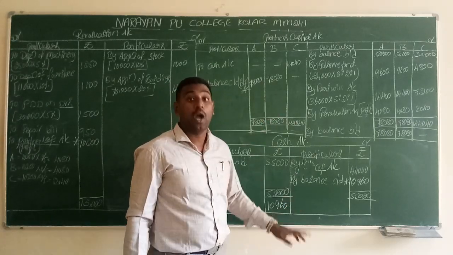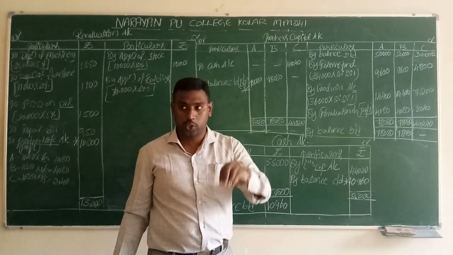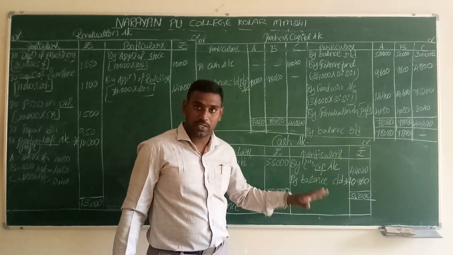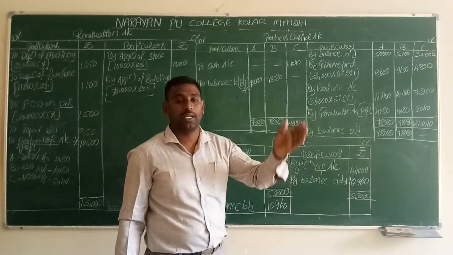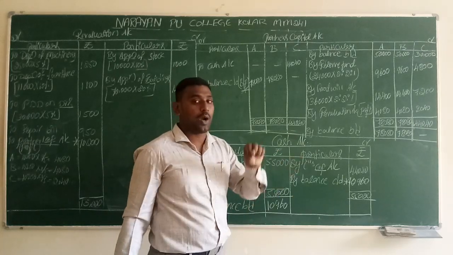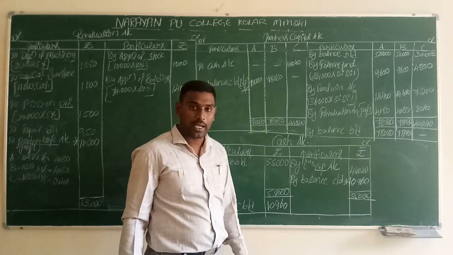The cash account we prepared to know about the cash position in the business, whether sufficient cash will be available or else we have to take it from the bank as a bank overdraft. For all that we have to know, we prepare the cash account also. This is the second account.